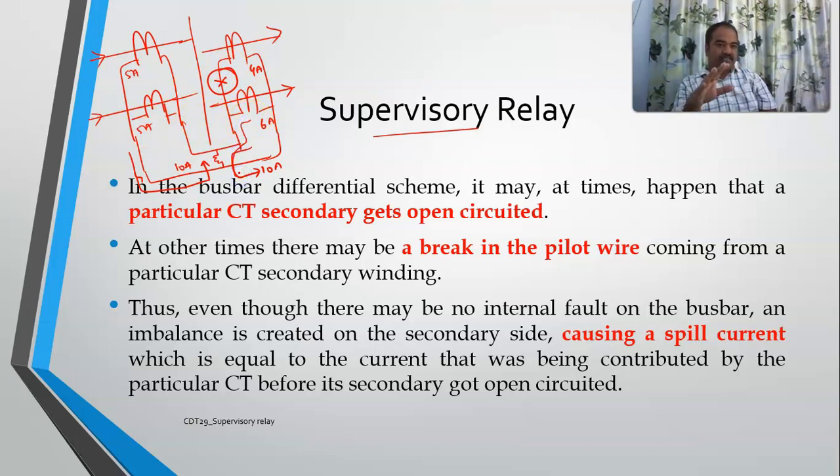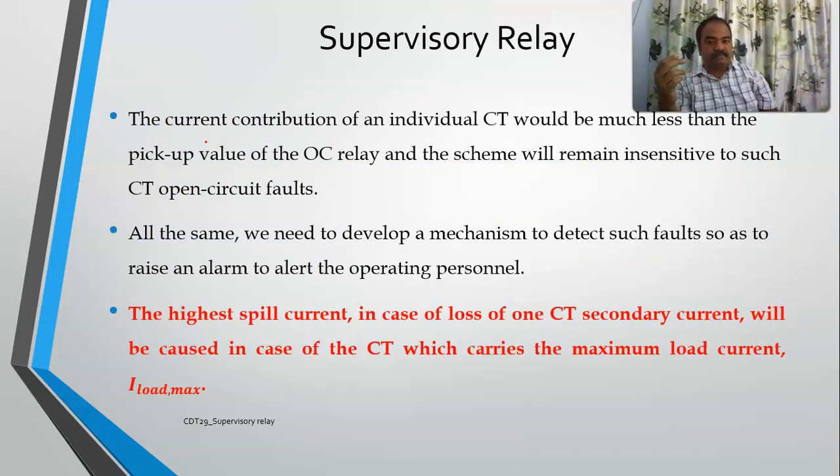Here there is no saturation, just the breaking of the pilot wire. One of the CTs is getting open circuited, and only 6 amperes is flowing. So automatically there is a spill current of 4 amperes flowing in the circuit, which will give you an alarm. It is not an internal fault, it is not an external fault, there is no saturation of CT, but since the pilot wire has broken and the CT has open circuited, you are now getting an alarm. Why? Because there is a spill current flowing in the circuit. So this is to be avoided.